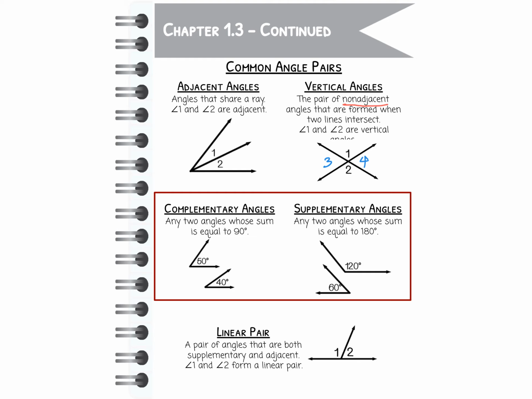All right, finally, we have the linear pair. Okay, so linear pair, linear sounds like line, pair meaning two. So basically two angles that form a line. Okay, these are both supplementary and adjacent. Okay, they have to be both supplementary and adjacent. This section really was more about introducing you to more vocabulary.